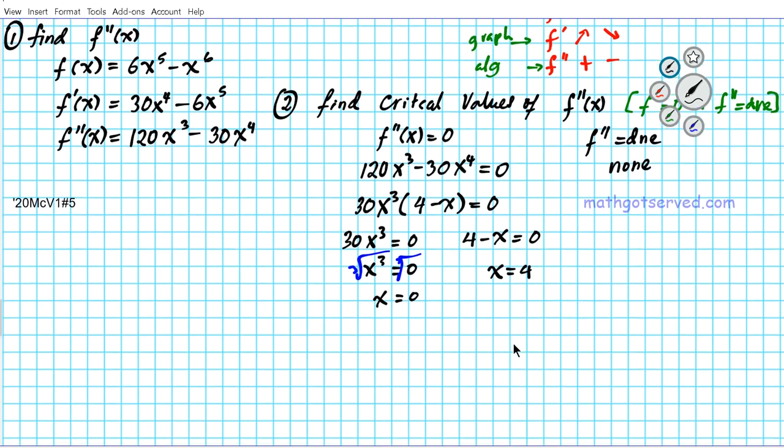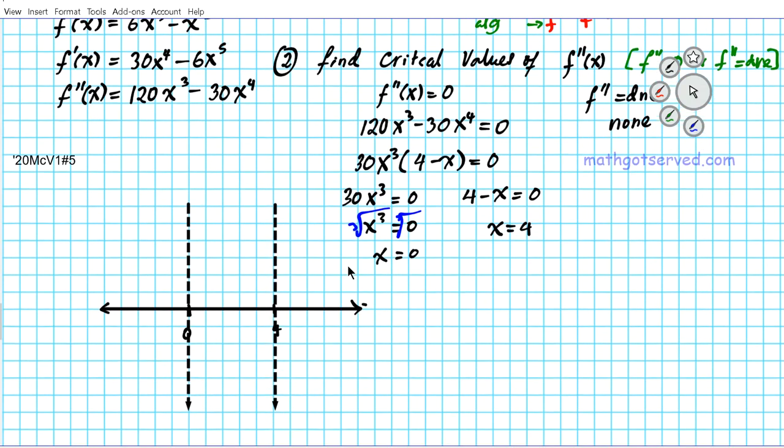Now we're going to use our sign chart to determine what the concavity of the function is about the critical values. All right, so we don't have any constraints on our interval, so we have a real number line. Critical value number 1 is 0, and then the second critical value is 4. So let's put our partitions up so we have a clear visual restriction on what we're working with.